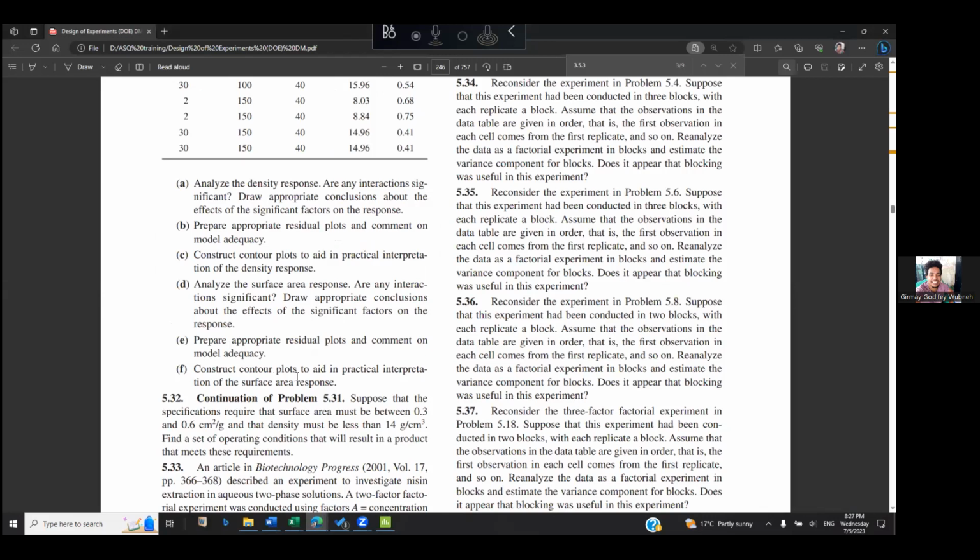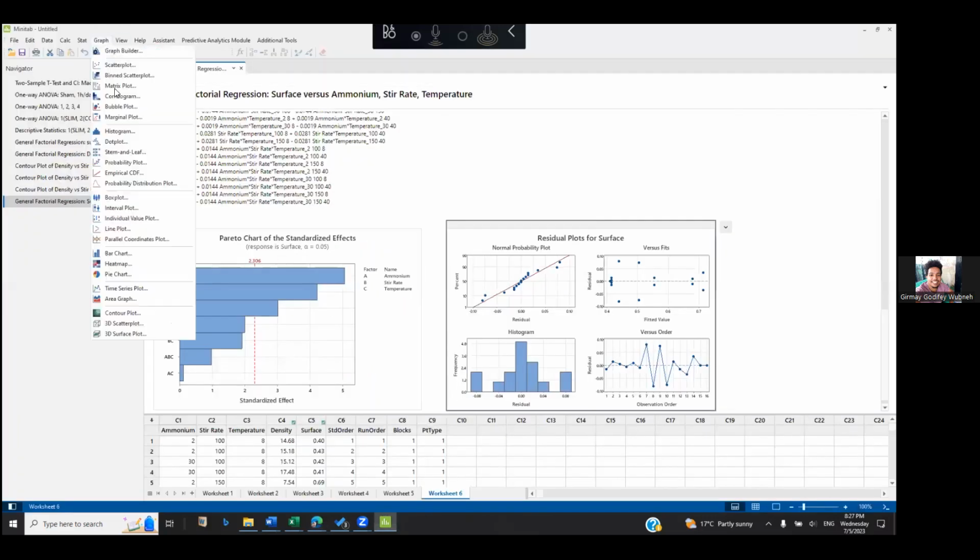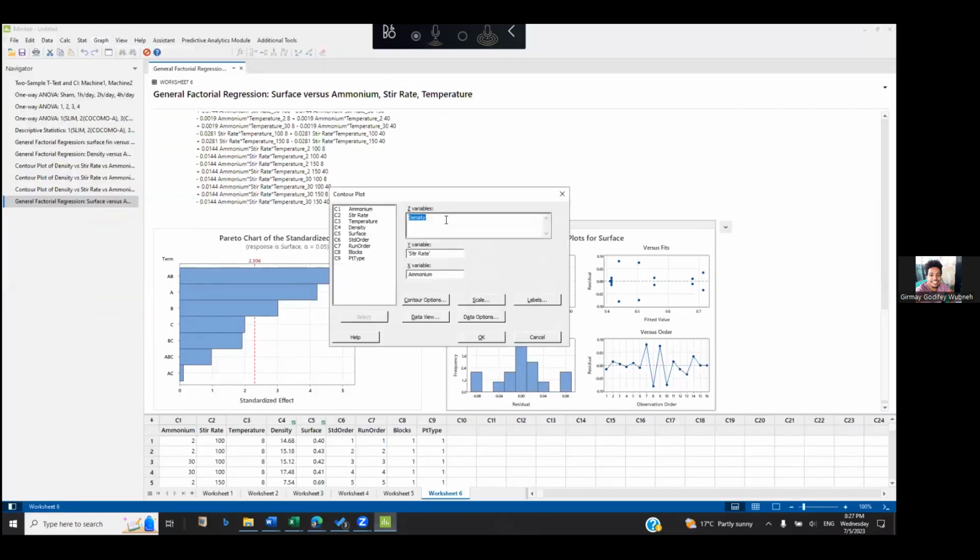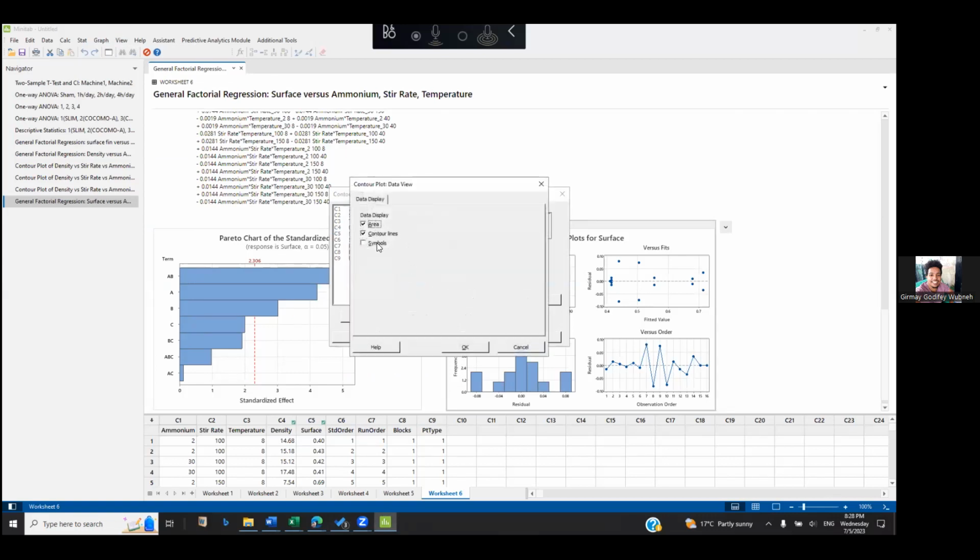Finally, construct the contour plot to aid in practical interpretation of the surface area model. Similarly, for the contour plot, use surface area as the response instead of density.